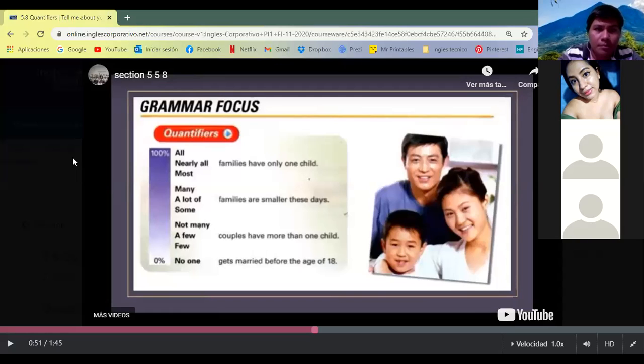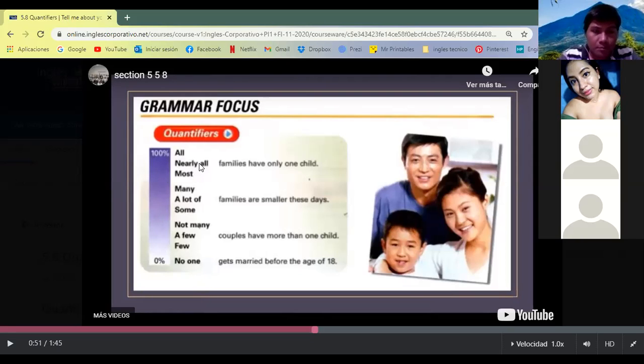No one gets married before the age of 18. Okay, thank you. So you can see that here we have these quantifiers. We have a scale that means that all is 100%, okay? And then we have that zero is no one, okay? So when we're talking about no one, we're talking about 0%.